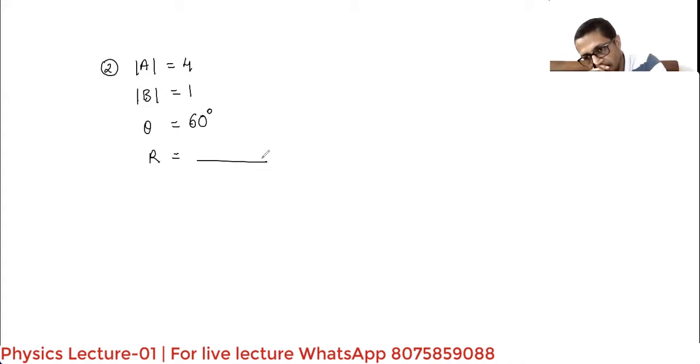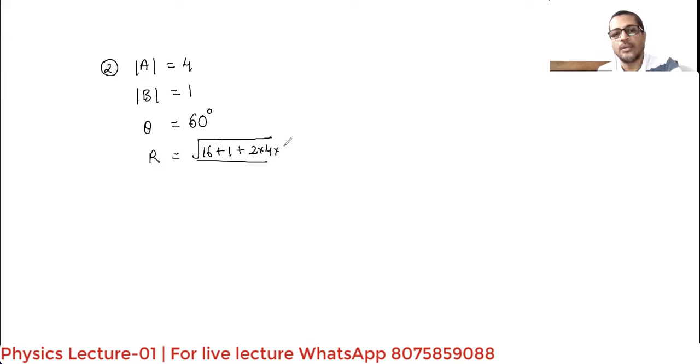So root of 33? Root of 33. So it will be root of A square 16 plus B square 1 plus 2 into A into B into cos 60. Cos 60 is again 1 by 2. This goes with this. 16 plus, mistake, 21, right? Yeah. So root of 21.